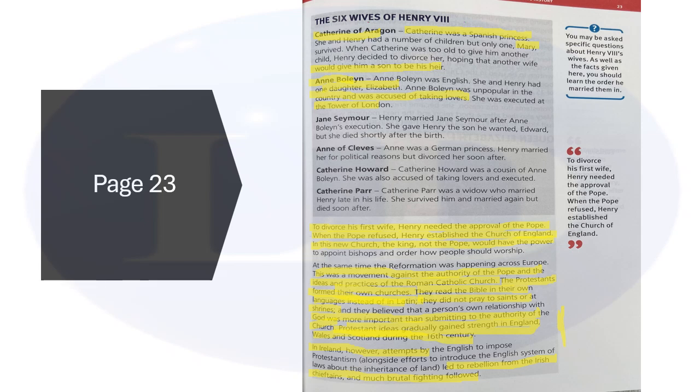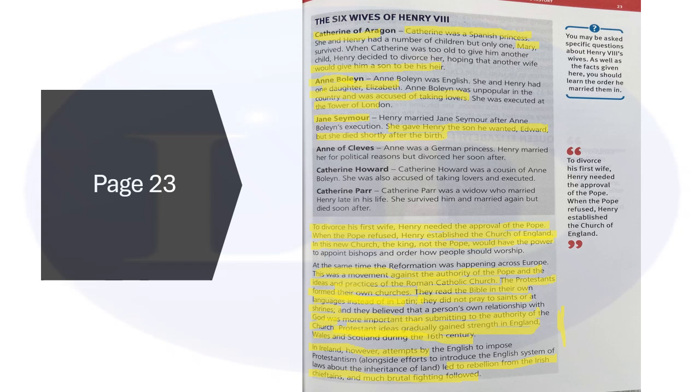You remember that. Jane Seymour. Henry married Jane after Anne Boleyn's execution. She gave Henry the son he wanted, Edward, but she died shortly after the birth. So it was Jane Seymour who gave Henry a son, and the son's name was Edward. So now Henry had three children: Mary, the eldest one; Elizabeth, the middle one; Edward, the youngest one. But she died as well, okay, after the birth.